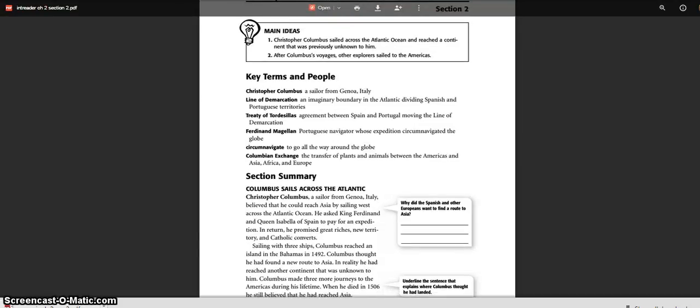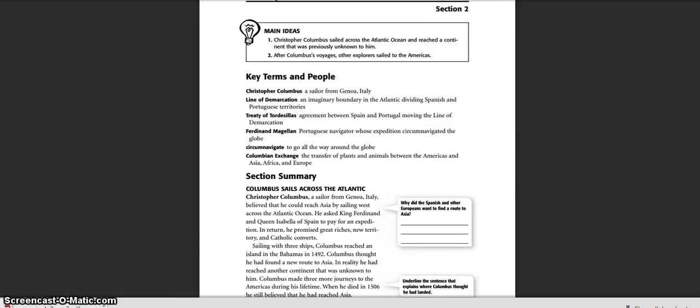So, our key terms and people are Christopher Columbus, a sailor from Genoa, Italy; the line of demarcation, an imaginary boundary in the Atlantic dividing Spanish and Portuguese territories; the Treaty of Tordesillas, which is an agreement between Spain and Portugal, moving the line of demarcation; Ferdinand Magellan, the Portuguese navigator whose expedition circumnavigated the globe; circumnavigate, to go all around the globe; Columbian Exchange, the transfer of plants and animals between the Americas and Africa, Asia, and Europe.